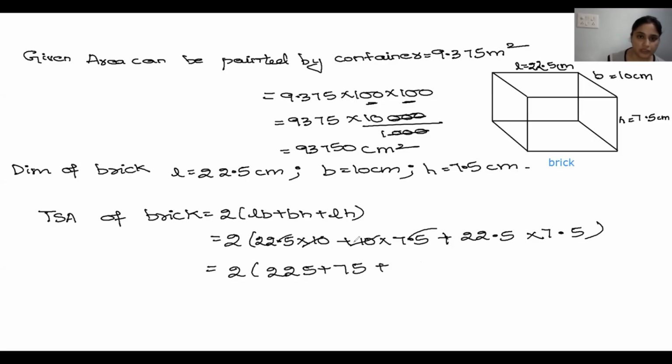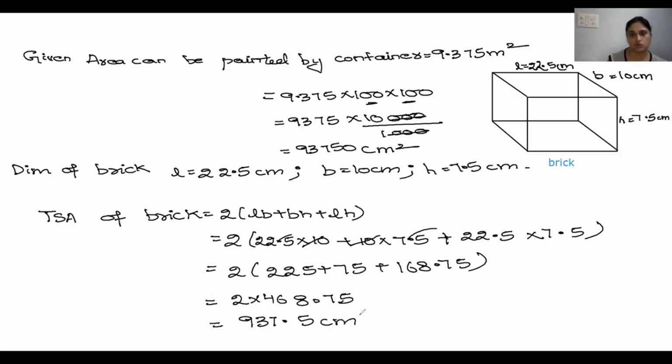And when we are going to multiply the two, we are going to get 168.75. So on summing up everything together, 468.75, which will further be equal to, किसके इक्वल हो जाएगा बच्चा, ये 937.5 centimeter square. So this is the total surface area of one brick.